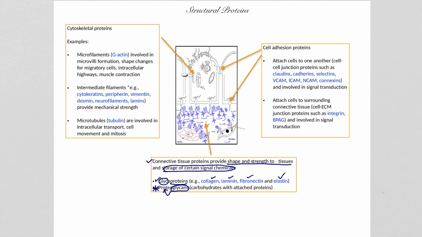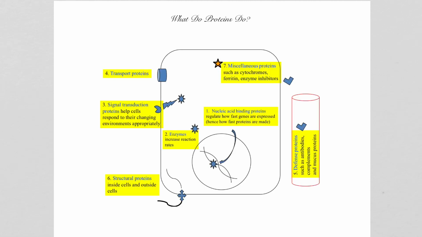And finally, the last category. If a protein doesn't fall in any one of the other 6 categories, that is, if it's neither a nucleic acid binding protein or enzyme or signal transduction or transport or defense or structural, then we simply categorize it under a miscellaneous classification. So these are miscellaneous proteins.